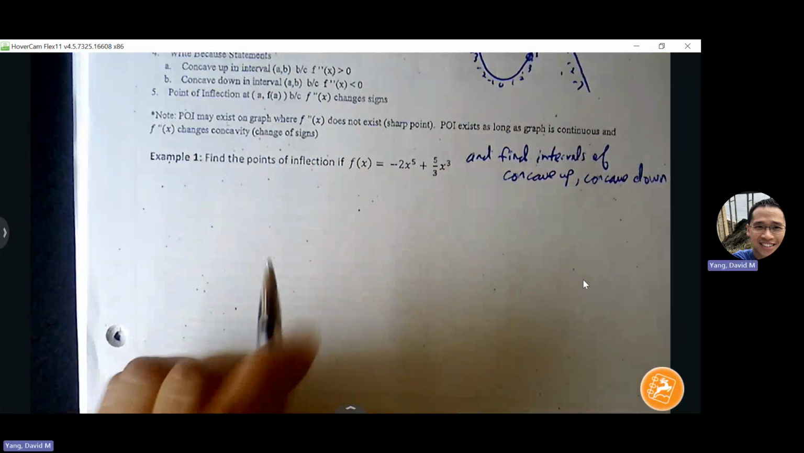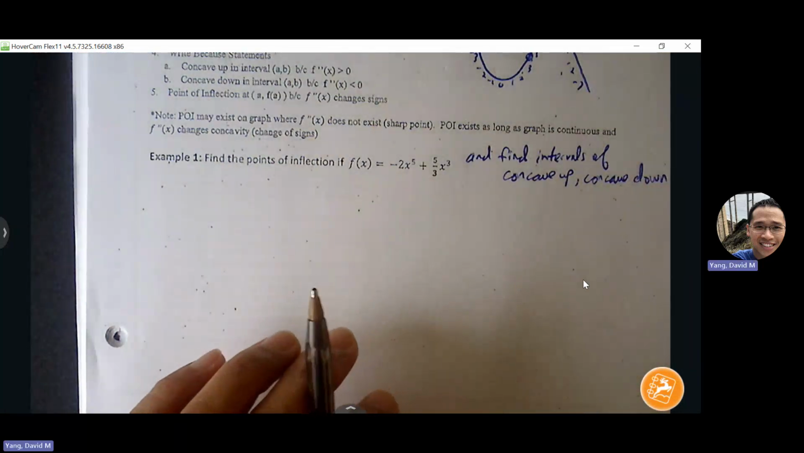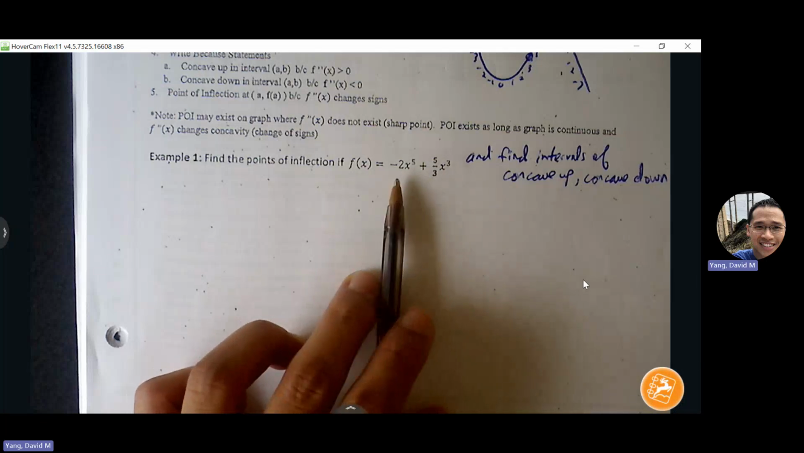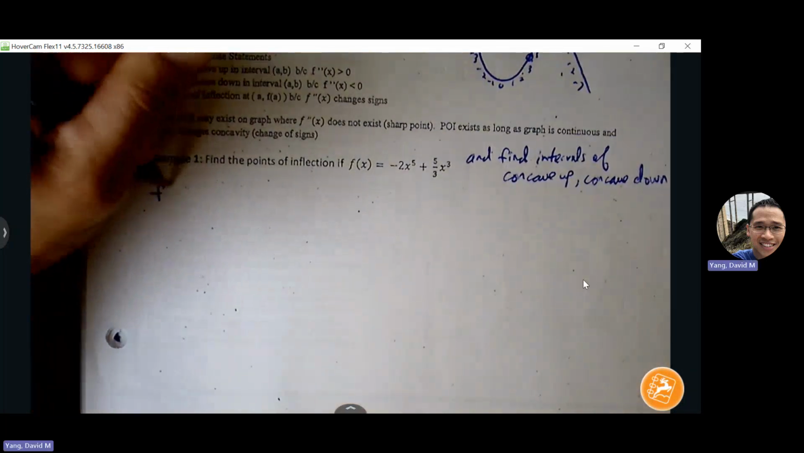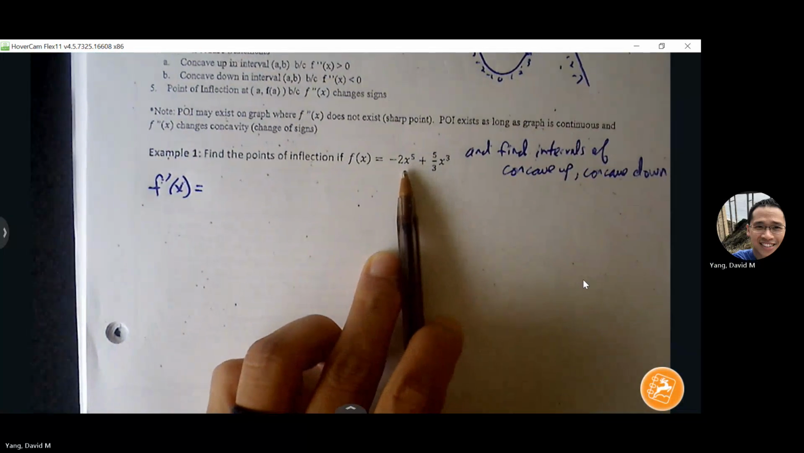All right, so because we're asking about concavity and points of inflection, we have to move our way to the second derivative function. So once we find f prime, we're going to keep going until we get to f double prime. So we're going to have to go through power rule twice. So let's find f prime first.